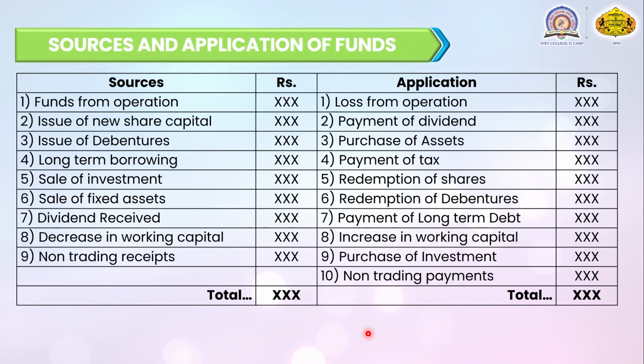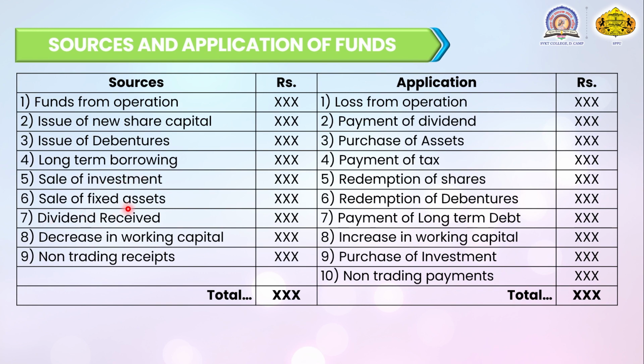And this is the format of sources and application of funds. Sources means the incoming of cash, and application means outgoing of cash. What cash actually comes in and what cash actually goes out, the actual effect of cash, is shown in the sources and application of funds statement. This side is sources. First is fund from operation. Second is issue of new share capital, meaning the company issues new equity shares and collects the money against the new equity share capital. Same effect for issue of debentures, long-term borrowings, sale of investment, and sale of fixed asset.